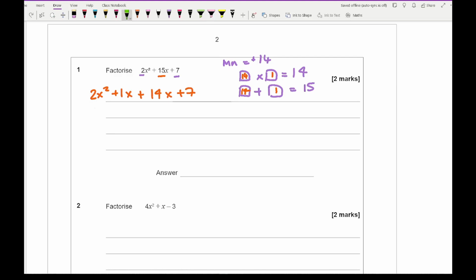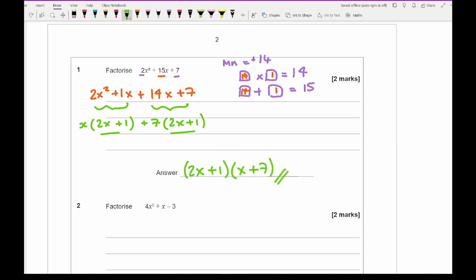Then I factorise the pairs. The common factor here is going to be x, so I've just got 2x plus 1. And then here I've got a common factor of 7, so it's going to be 2x plus 1. As you can see, my brackets are both the same, so I'm looking good for doing this correctly. So my correct answer is going to be 2x plus 1 and x plus 7.